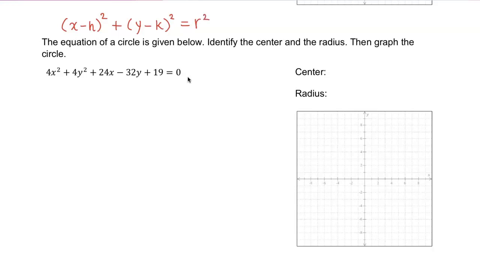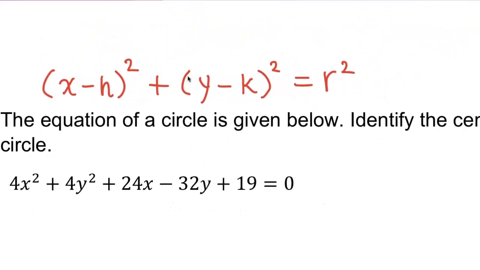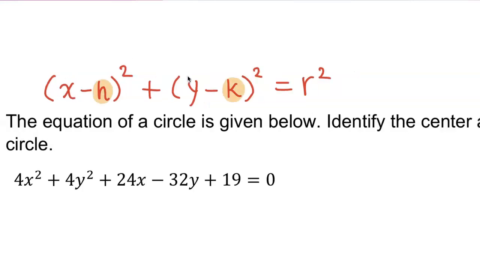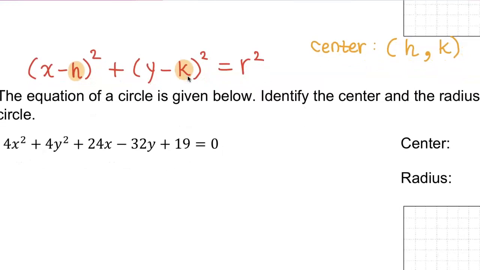Now, if we can, we can write our equation in that form. The center is just going to be (h, k). So the center is going to be h for the x coordinate and k for the y coordinate. And remember the other side of the equation, that's going to be the radius squared. So radius is just going to be r.